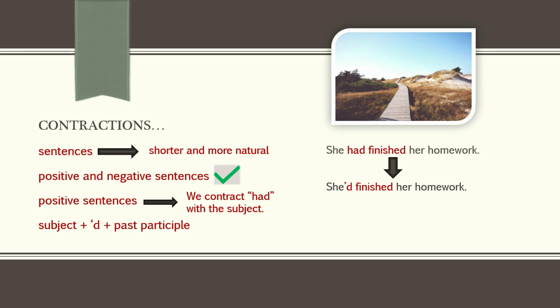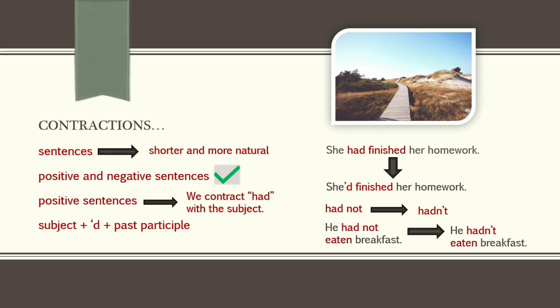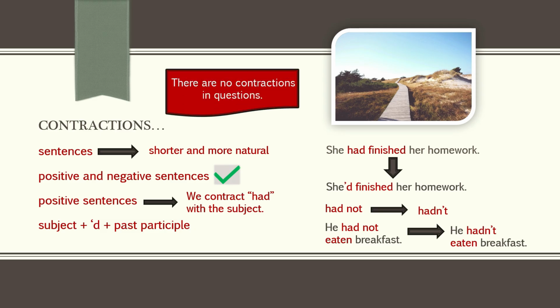In negative sentences, we contract had not to hadn't. Look at this example. He had not eaten breakfast can be contracted to he hadn't eaten breakfast. Note that there are no contractions in questions.